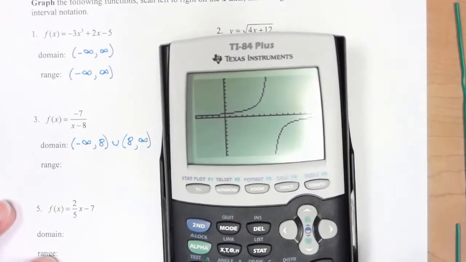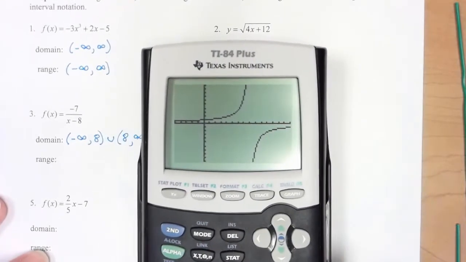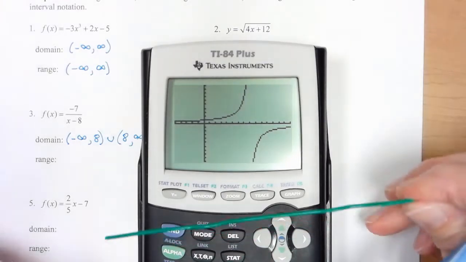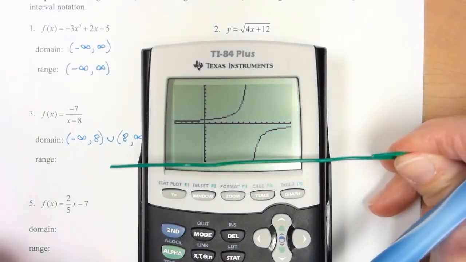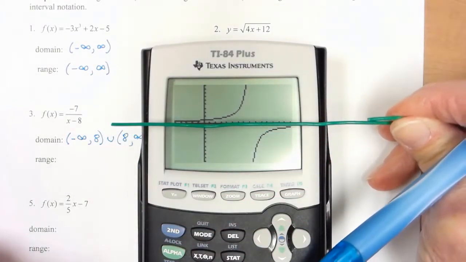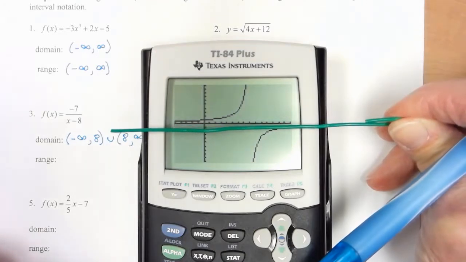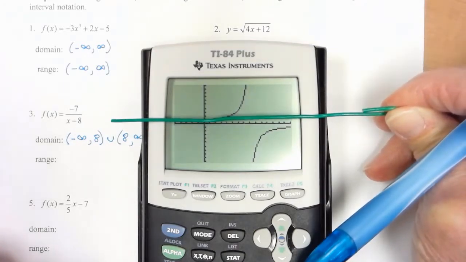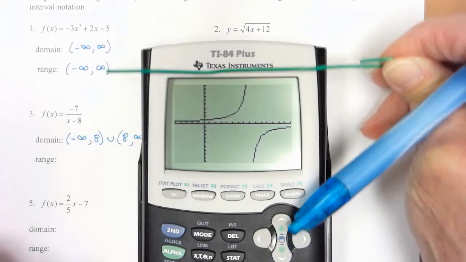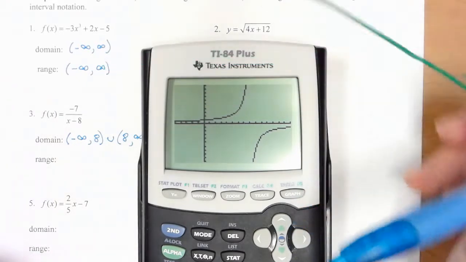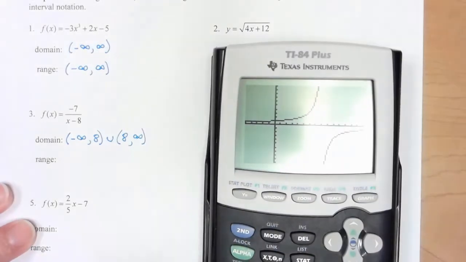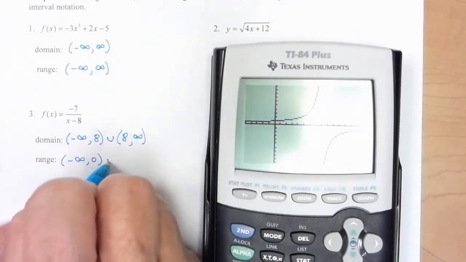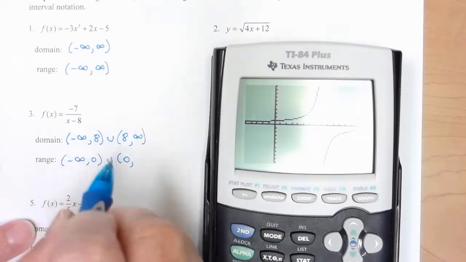Now it looks like something's happening to the range as well, because as I come up this way, I do hit an arrow, that's negative infinity, but then there's a break right here at y equals 0. It continues on the other side, and then it goes on to positive infinity. So I've got negative infinity up to 0, 0 to infinity.